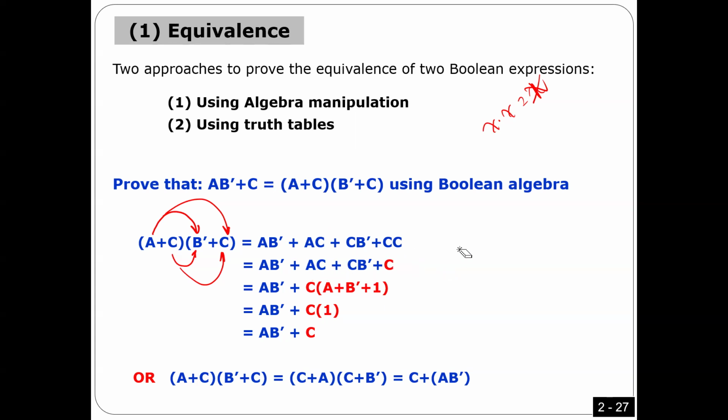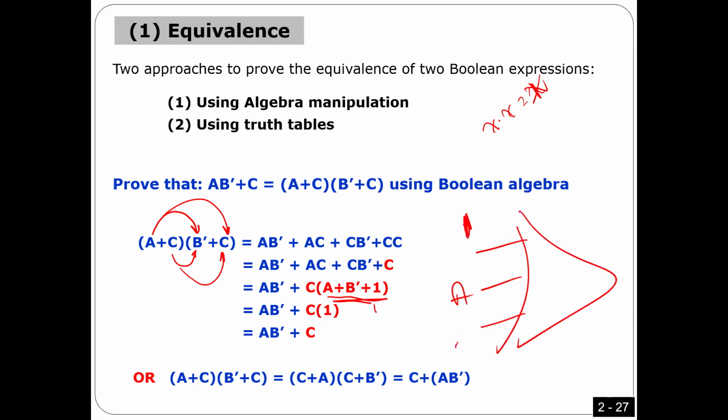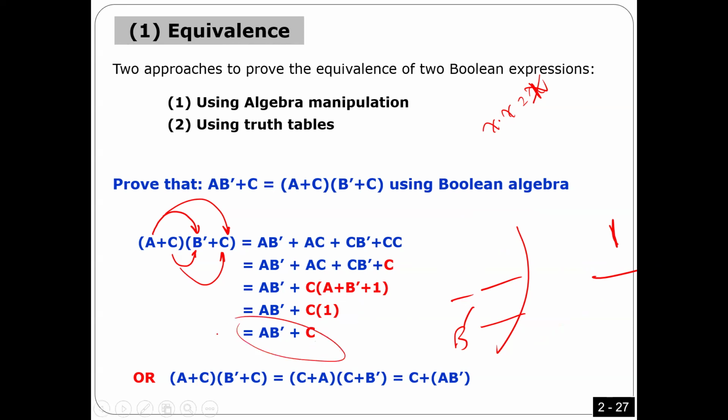And one or B prime or A, this one is actually equal to 1. If you have an OR and one input is 1, I don't care about the other inputs. The output is 1 regardless of the other inputs. You know what I'm saying? This is also one of the rules here. That's why this one is 1. And 1 and C is C. So this way I can get it this way. Okay. Any questions?